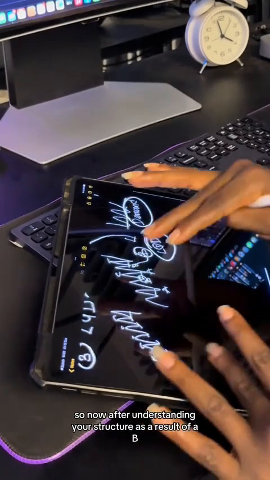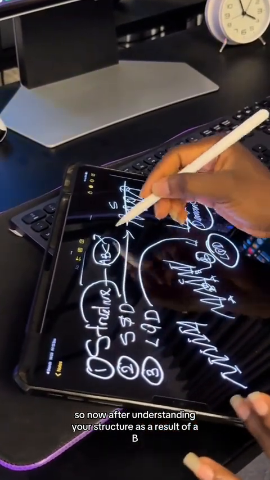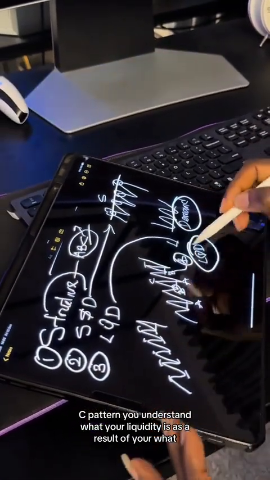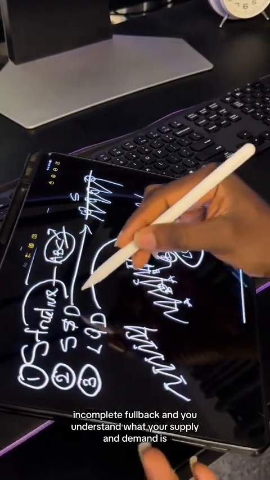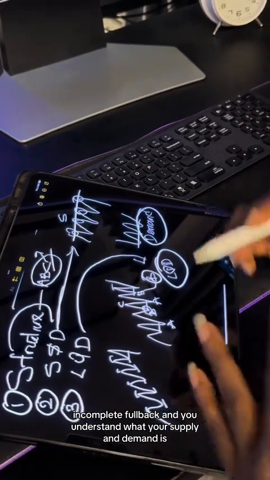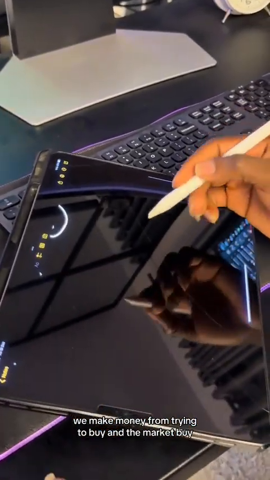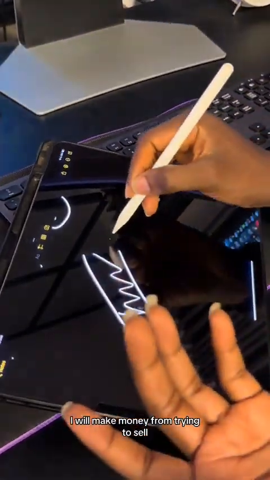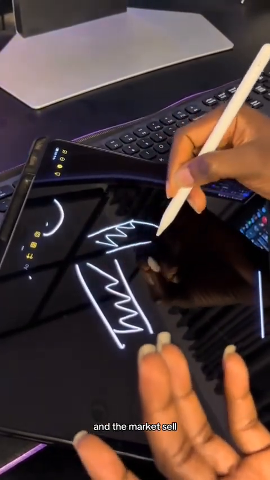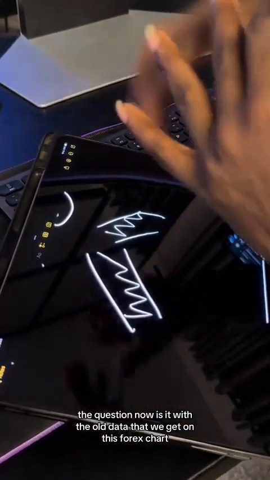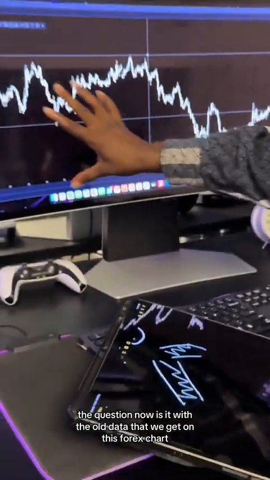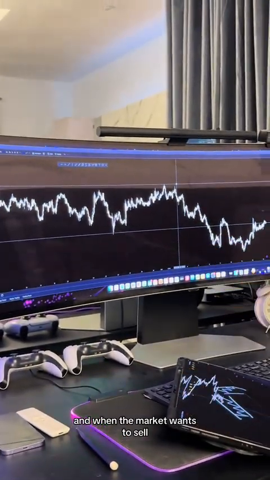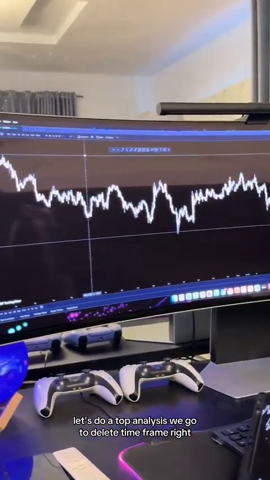So now after understanding your structure as a result of the ABC pattern, you understand what your liquidity is as a result of your what? Incomplete pullback, and you understand what your supply and demand is. Now, how does trading work? We make money from trying to buy and the market buys. And we make money from trying to sell and the market sells. The question now is, with the old data that we get on this Forex chart, how will you be able to know where the market wants to buy and when the market wants to sell? Now, using this simple thing that I explained, let's do a top-down analysis.